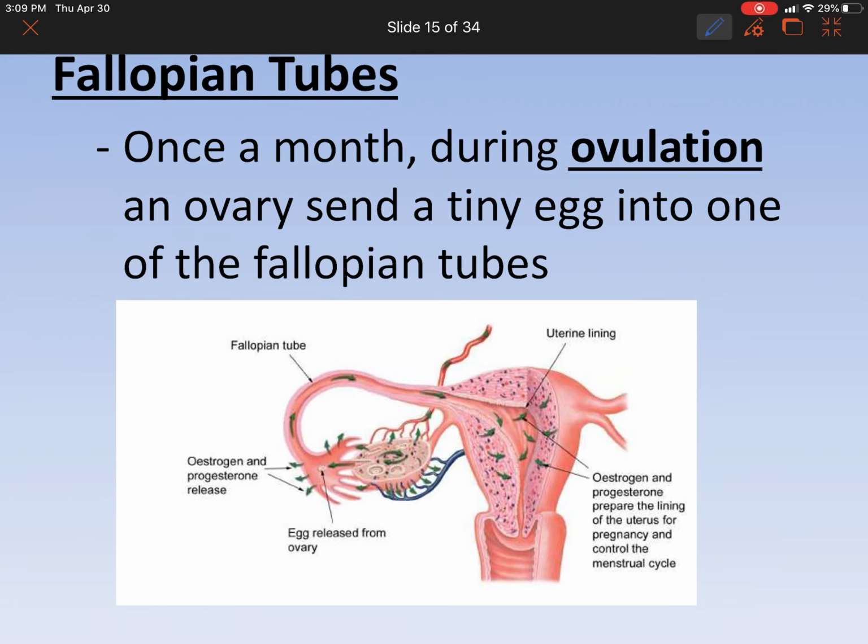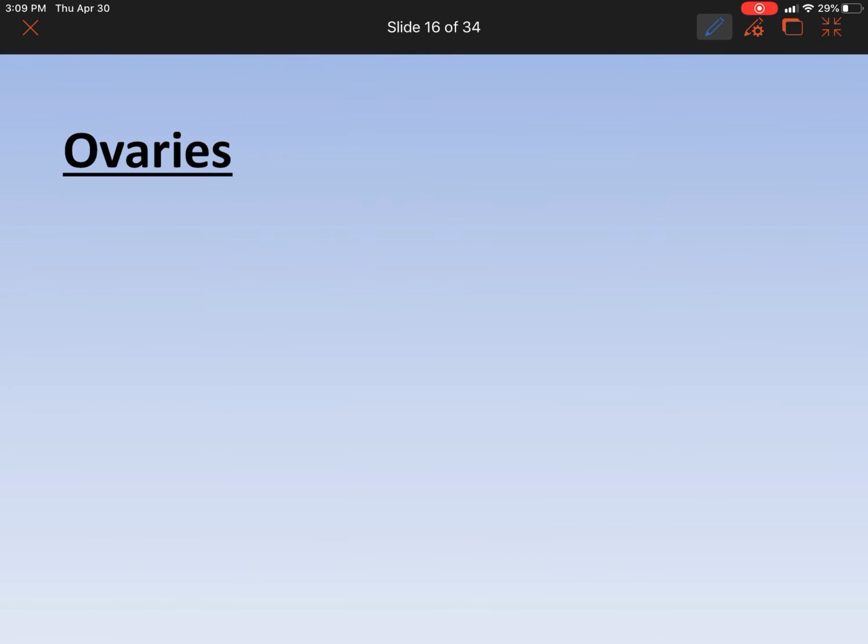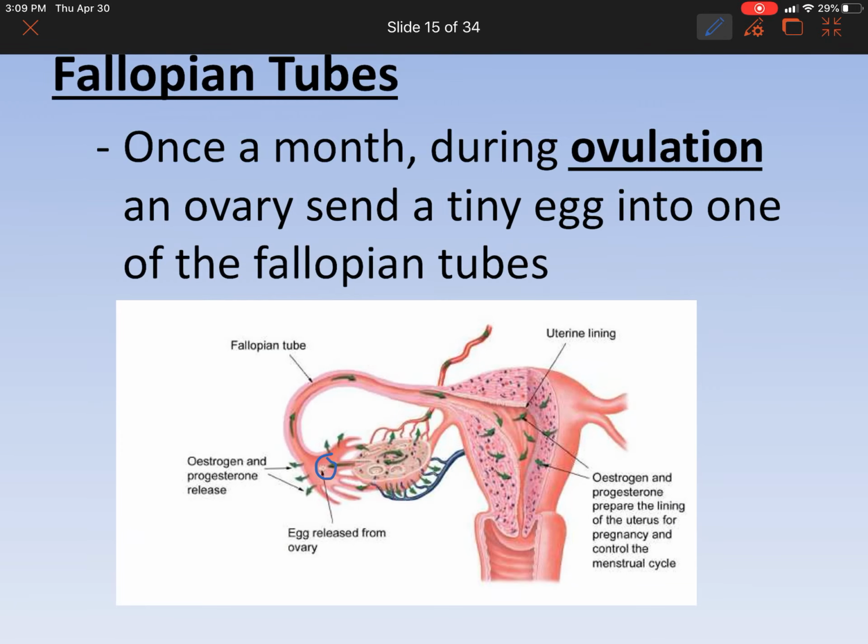Once a month during ovulation, an ovary sends a tiny egg into one of the fallopian tubes. So this is the little egg here. The tiny little egg goes into the fallopian tubes. Let's go back. And then it will just travel through. And if it's not fertilized, it'll end up in the uterine lining. And then eventually, if it's not fertilized, everything gets taken out through the vagina.